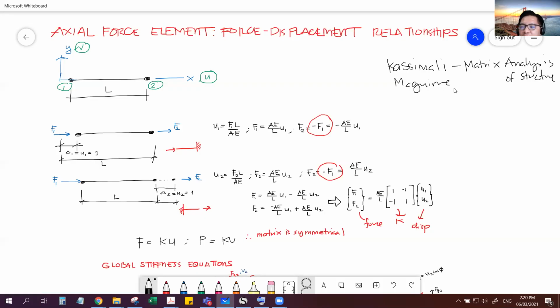For McGuire, the authors are McGuire, Gallagher, and Ziemian, and the title is Matrix Structural Analysis.